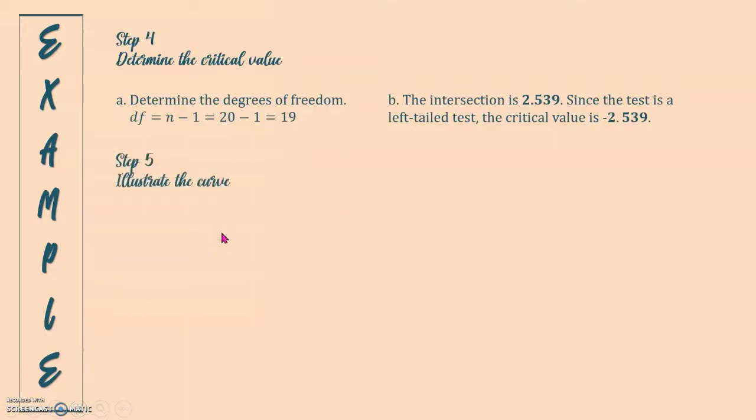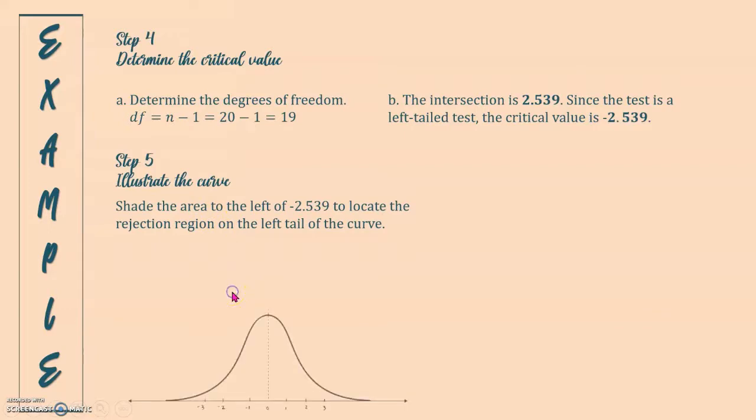Next step, illustrate the curve. In illustrating the curve, let's locate first our critical value. Since our critical value is negative 2.539, approximately locating it, negative 2.539 is somewhere here. And the shaded region is our rejection region.